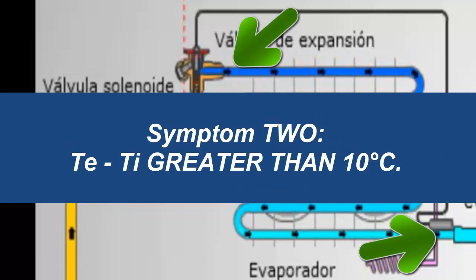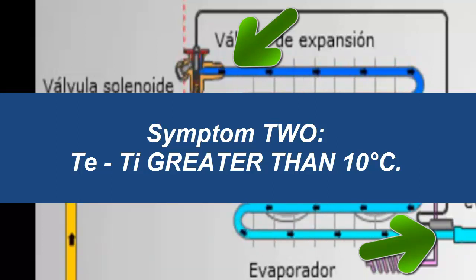For example, let's assume that the difference is above 10-15 degrees. Then we are focusing on the fact that this equipment probably lacks refrigerant gas, because the difference between this value and this other value is not usually above 5 degrees when the equipment works with the amount of refrigerant gas that it has to use.